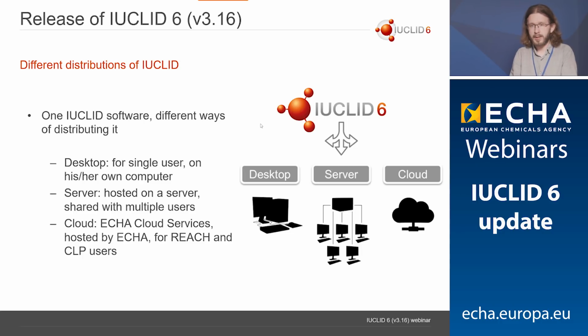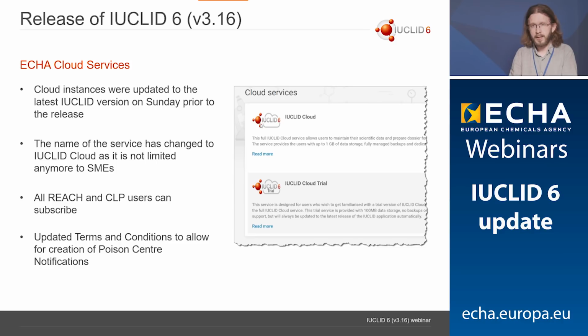The third distribution channel we have for Euclid is the ECA Cloud Services. These are instances of Euclid that are hosted by ECA, and it's for Reach and CLP users. The ECA Cloud Services instances have been updated to the latest Euclid versions on Sunday prior to the release, so already 8 days ago. And this was done transparently to the users, so now if you log into your cloud services, you will have access to this new version of Euclid 6 that was made available on Wednesday last week.